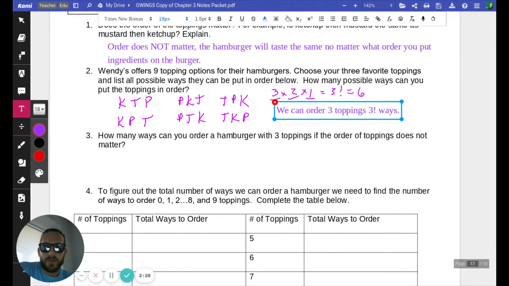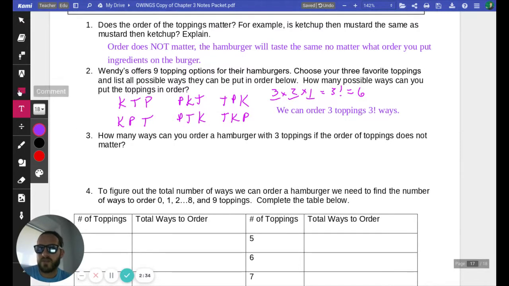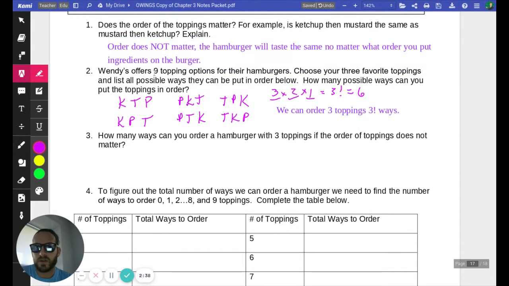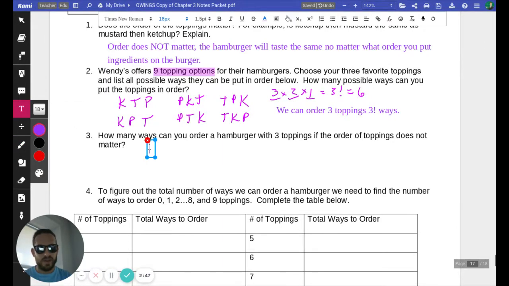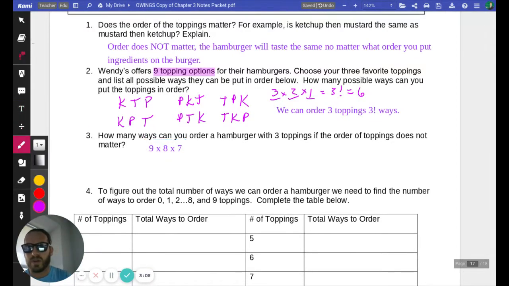So how many ways can we order a hamburger with 3 toppings if the order does not matter? That's assuming that we have a total of 9 topping options. If we choose 3 of them, we would choose 1, then a second one, then a third one, and we'd have 9 times 8 times 7. But we saw that we can order them 3 factorial ways where it would be the same. We just mix around the order. So we don't want to count all of those, and we're going to end up dividing by that 3 factorial.